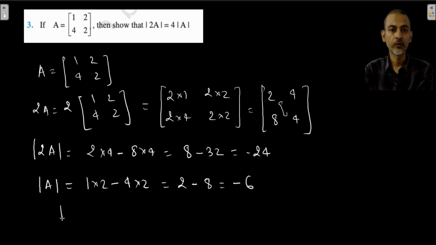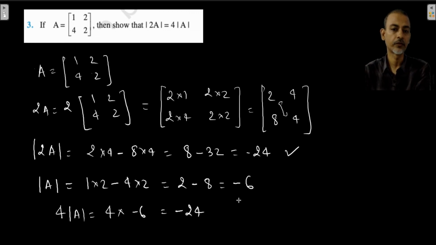Now what will be my 4 times determinant of A? It will be nothing but 4 into minus 6, which will be nothing but minus 24. Alright. So now you can see here that determinant of 2A was minus 24. We have also got 4 times determinant of A also minus 24. So what we have to write is determinant of 2A equals 4 times determinant of A. Right. This is what we were supposed to prove. Okay. Now going to the fourth question.